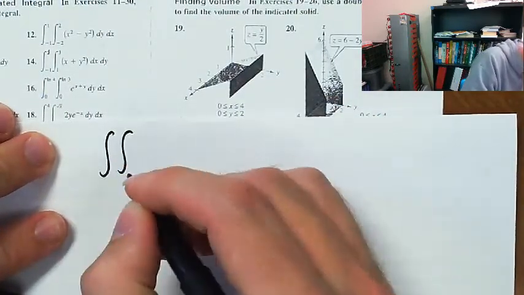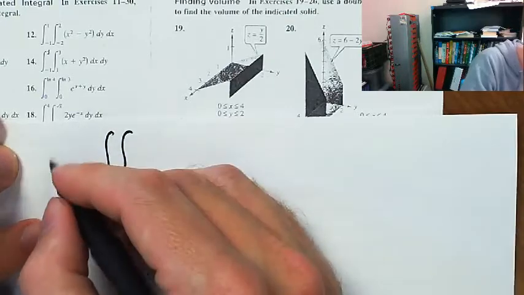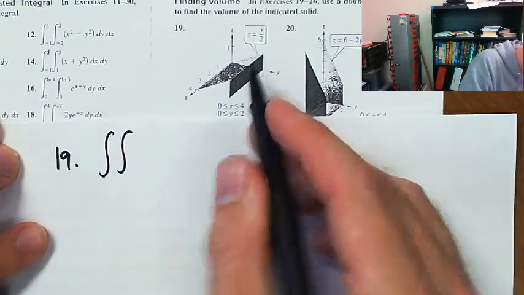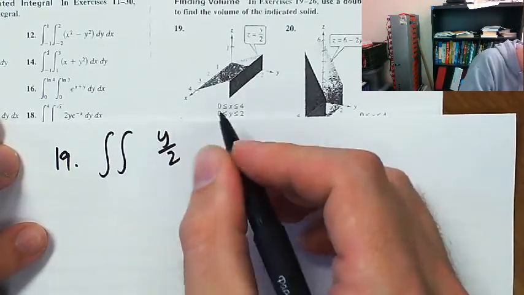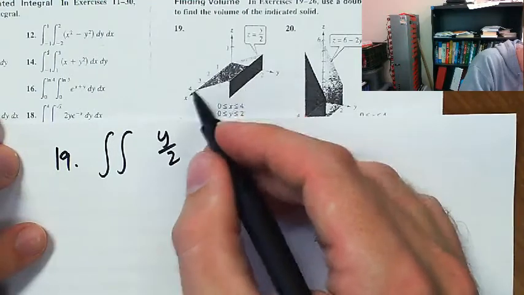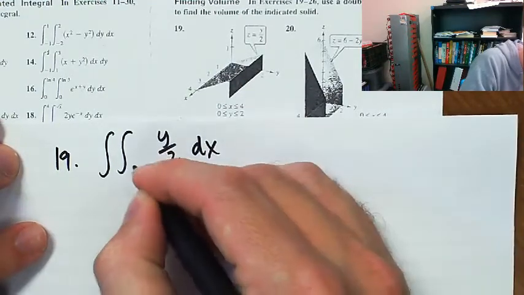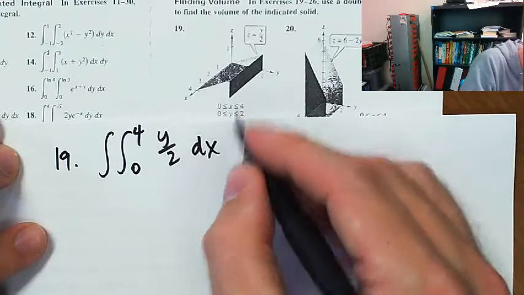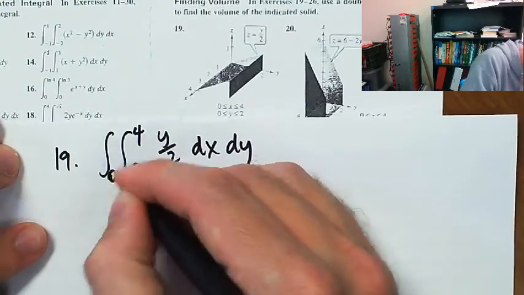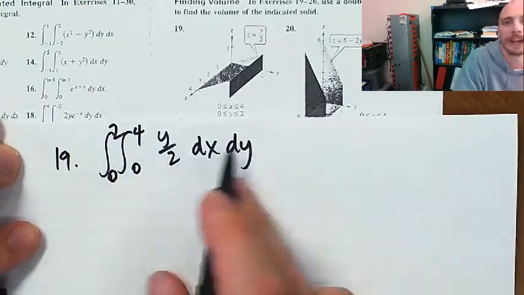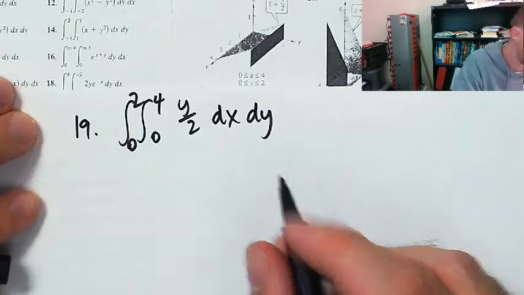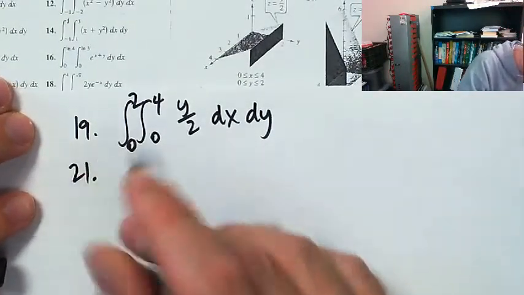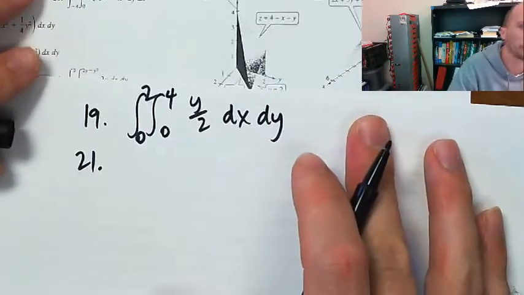So this is going to be a double integral, 19. Double integral of y over 2, as we'll say x runs from 0 to 4, and y runs from 0 to 2. Okay. And then I trust you would be able to compute that the rest of the way using the skills that you've just learned. Okay, number 21.